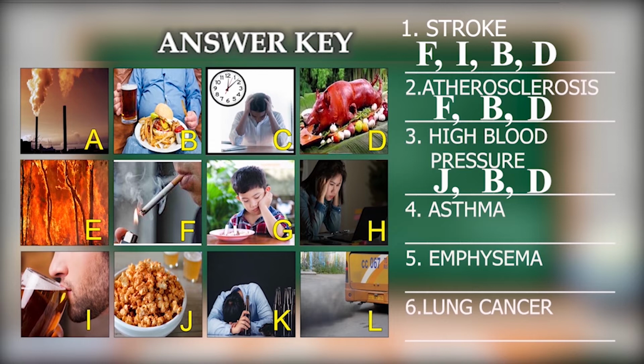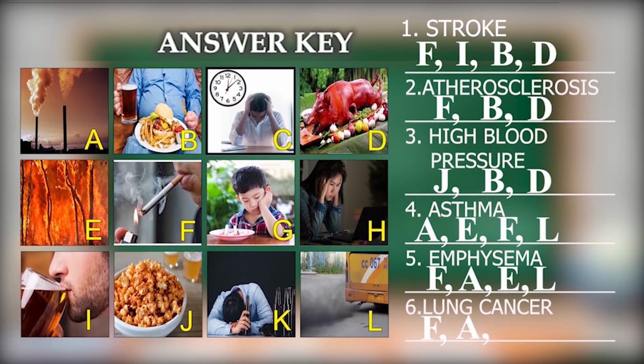Number 4, asthma. The letter combinations are A, E, F, L. Number 5, emphysema. The letter combinations are F, A, E, L. Number 6, lung cancer. The letter combinations are F, A, E, L.